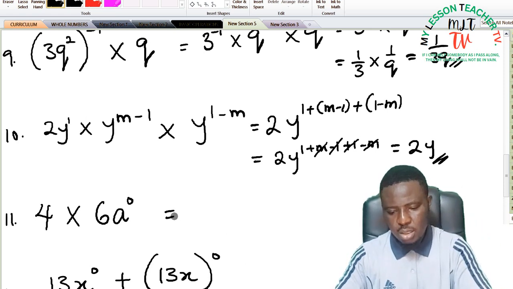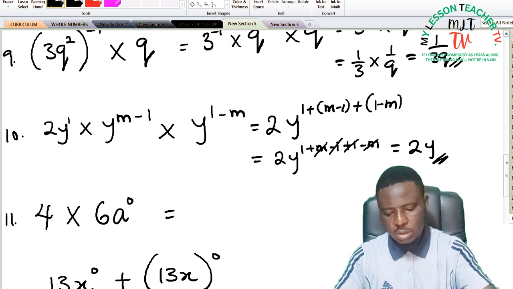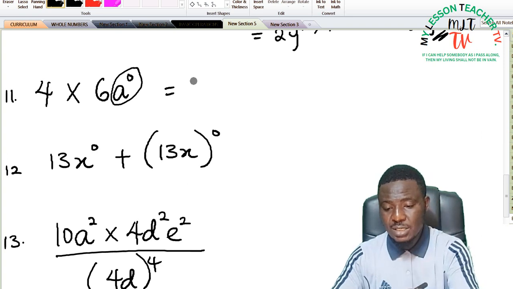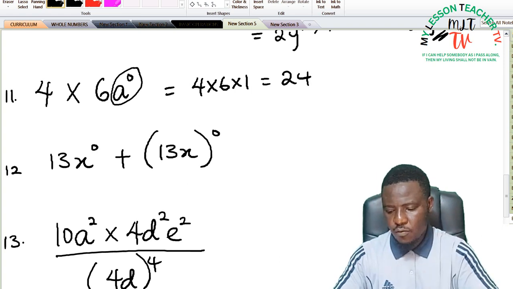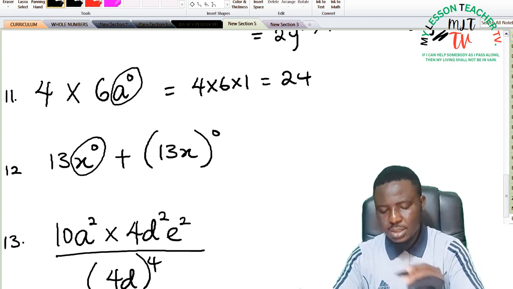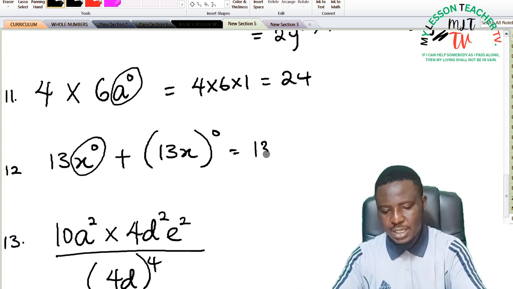And for question number 11, we already said the zero law means this is equal to 1. So this is same thing as 4 times 6 times 1, which is equal to 24. For question number 12, you also do same. This is 1, so we equally have it to be 13.